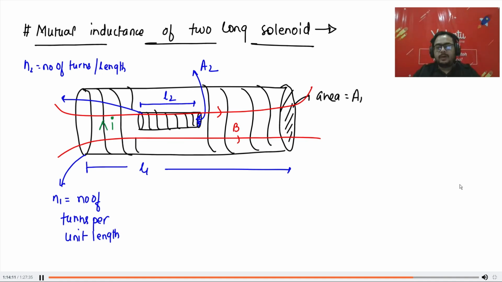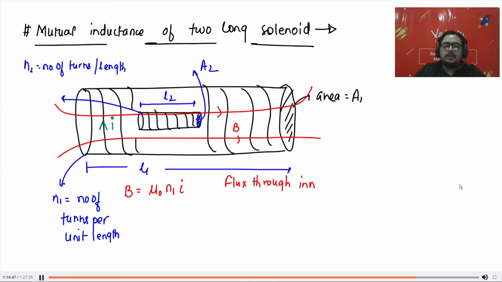It will be mu naught times the number of turns, N1, times I. Is that clear? For the outer solenoid, the number of turns is N1. So B is mu naught N1 I. Now I have to calculate the flux through the inner solenoid. If you have taken the current in the outer solenoid, I have to calculate the flux through the inner solenoid.